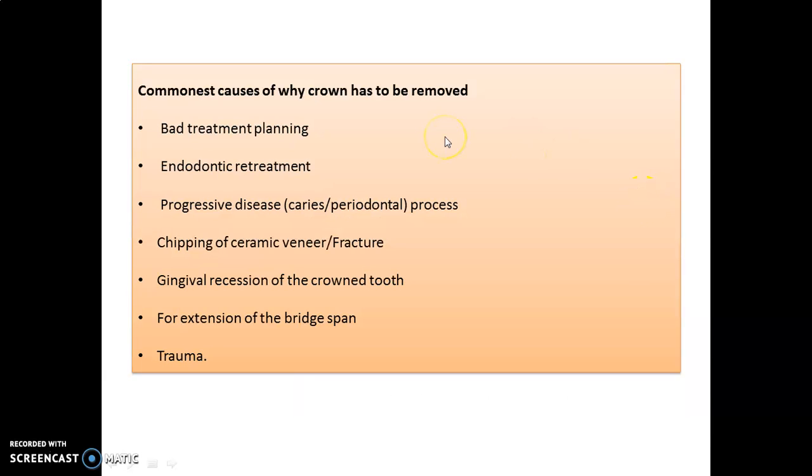Now let's see the common causes why crown has to be removed. So the most common cause is your bad treatment planning followed by endodontic retreatment. Progressive disease may be your recurrent caries or periodontal disorder, chipping of ceramic veneer or fracture, gingival recession of the crown tooth, extension of the bridge span, and in case of trauma.